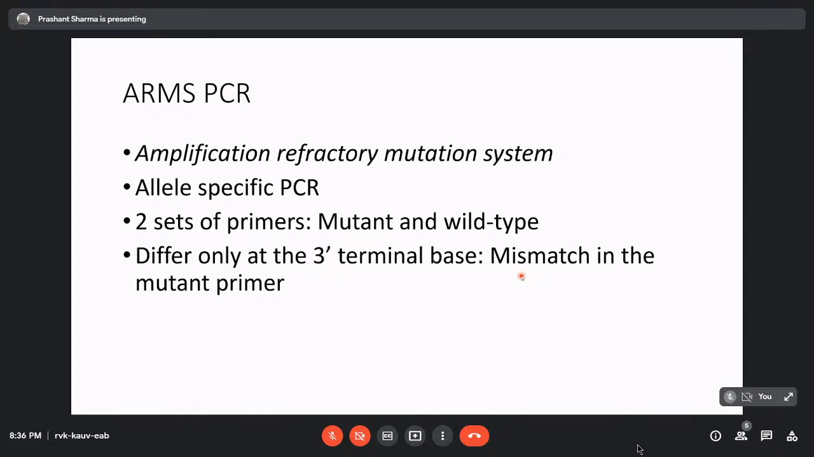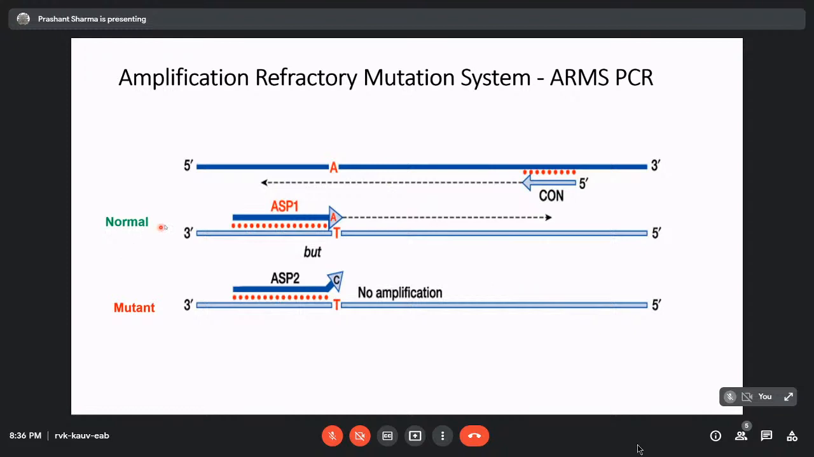So how does it work? We have two primers, so we normally set up two different tubes. When we put in the normal primer, if the patient has the normal allele, it is going to bind perfectly, and the 3' end binding is extremely essential for a proper PCR reaction.